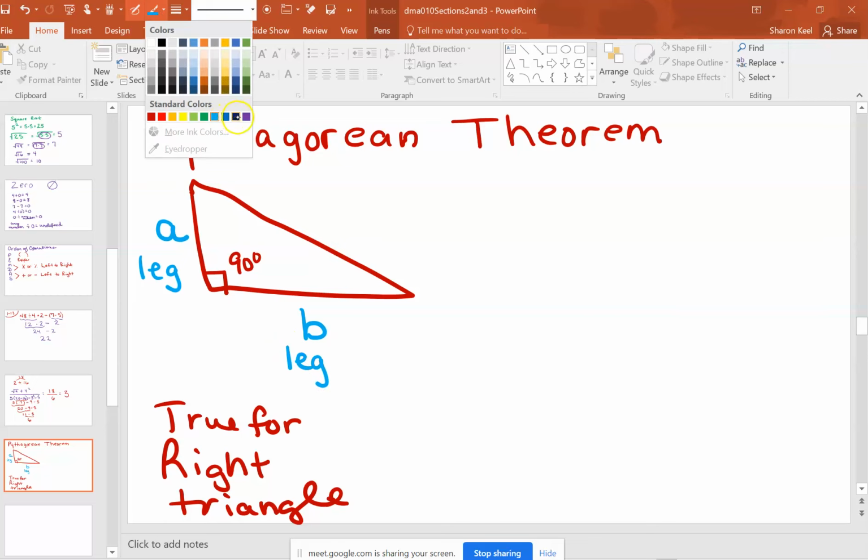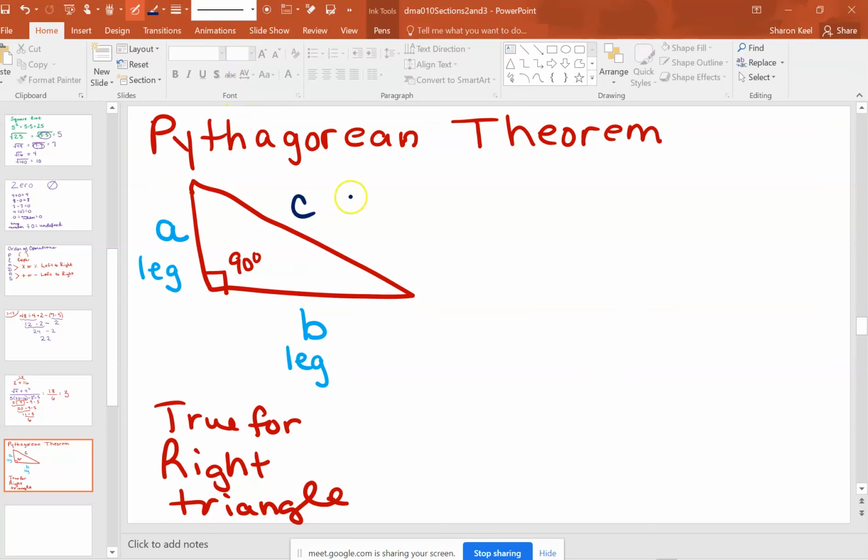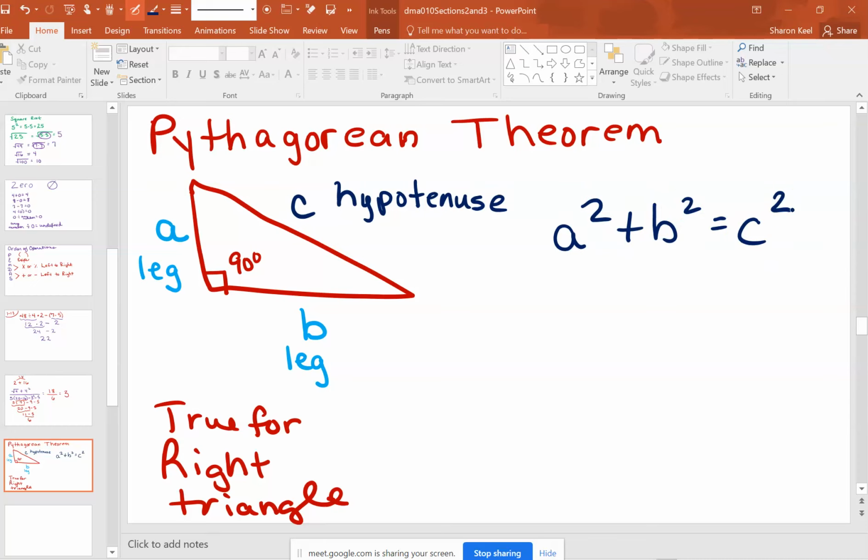The diagonal, the C value, has a special name. It's called the hypotenuse. The formula that we have for the Pythagorean theorem is a squared plus b squared equals c squared. So if you're given two of the three dimensions, we can calculate that other missing dimension, okay? So you may need to refer back to this as I'm doing our problem.